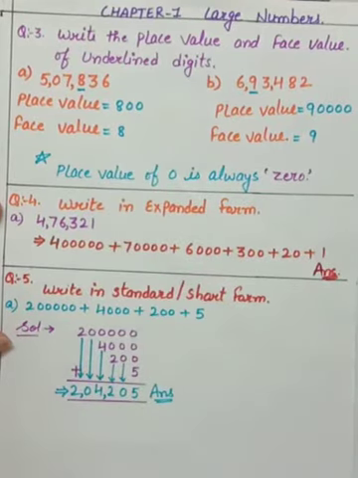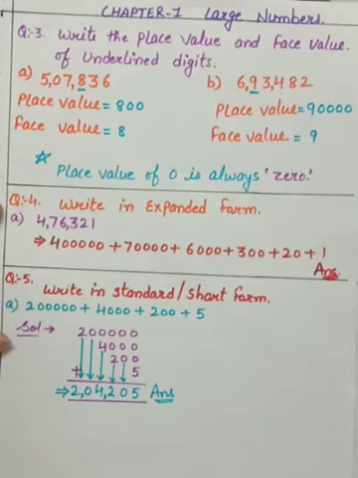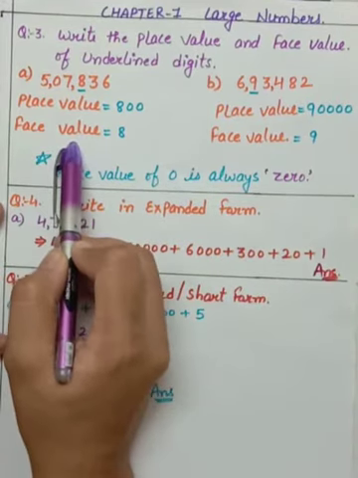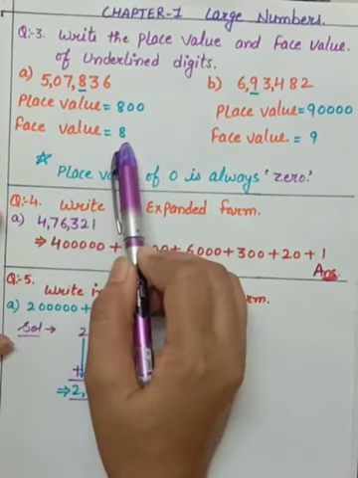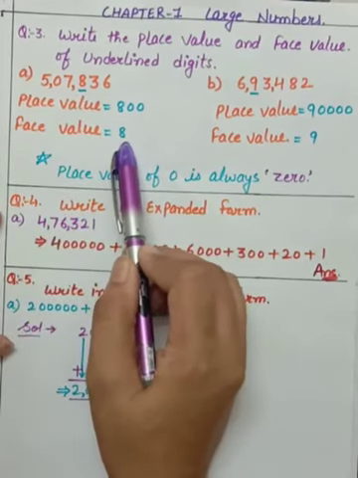Next is the face value. Face value of any digit in the number is the digit itself. Means the same digit will be there. See, now in the same question we have to find the face value of the digit 8. So students, according to the definition of face value, here it will be the same digit. So 8 is the answer.